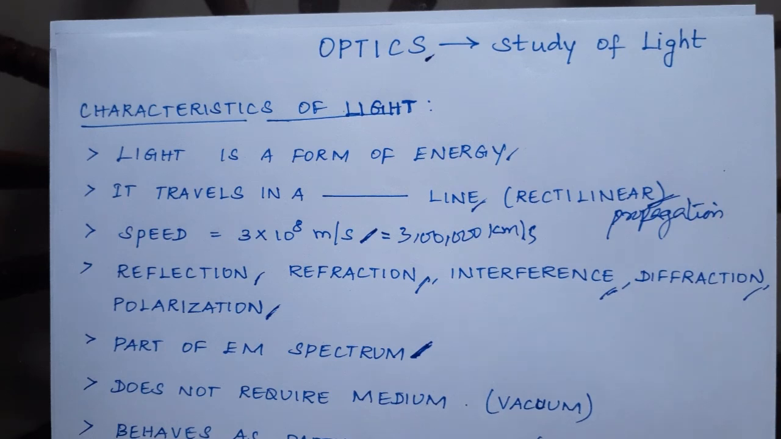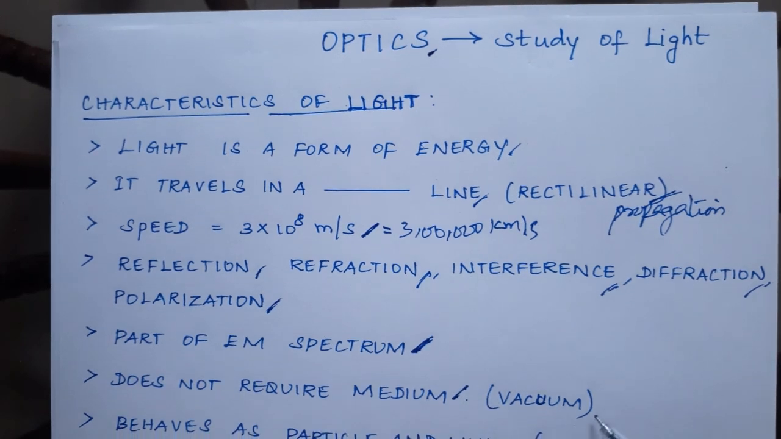Right. For the propagation of light, no material medium is required. That is, it does not require any material medium for its propagation. It can travel even in vacuum.